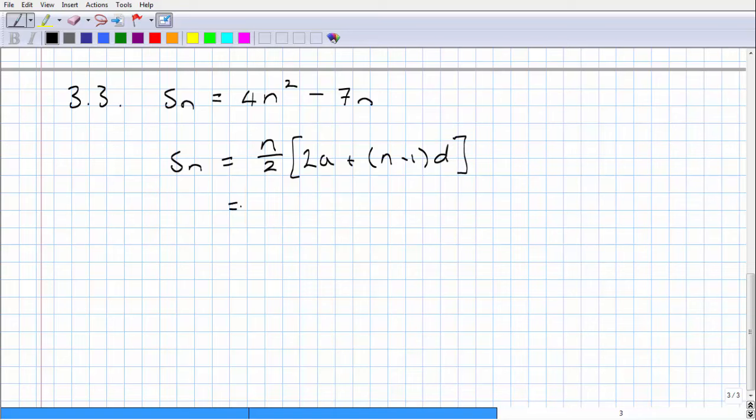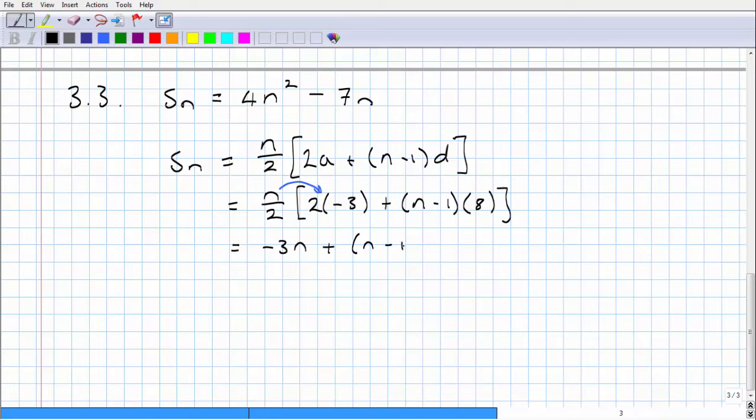So we look at that and we say, okay, well, that's just n over 2 times 2 times our a value. Our a value is minus 3, plus n minus 1 times the difference, which was 8. Now we can multiply all that out and simplify it. I'm going to multiply this n over 2 by 2, and n over 2 times negative 3 is just, the 2's cancel, so we're left with negative 3 times n plus n minus 1, and then 8, we multiply these two together.